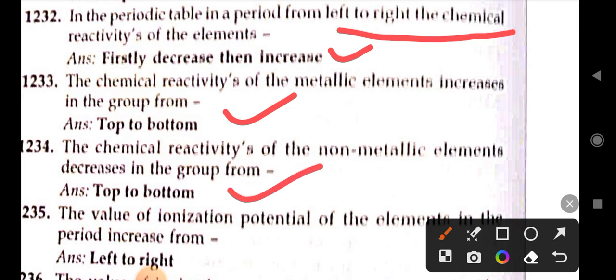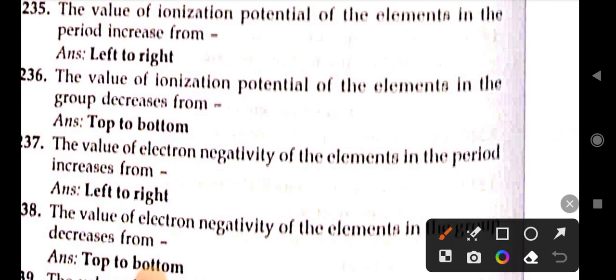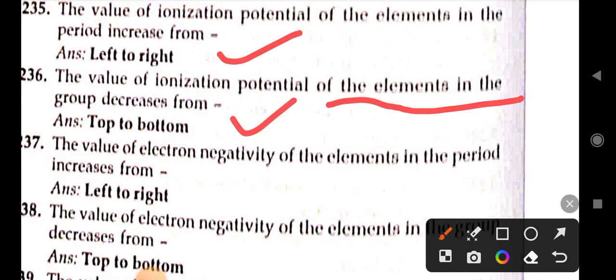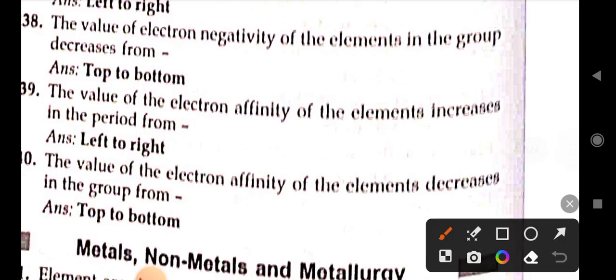Next, the value of ionization potential of elements in a period increases from left to right. The value of ionization potential of elements in a group decreases from top to bottom. The value of electronegativity of elements in a period increases from left to right. The value of electronegativity of elements in a group decreases from top to bottom.